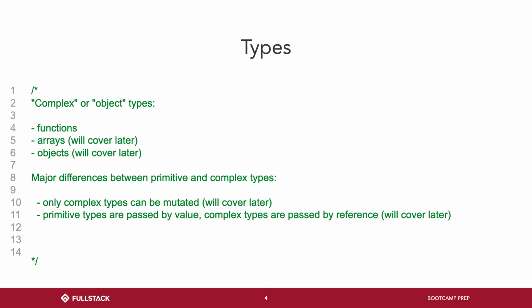You're going to be starting arrays, I think, with me on Wednesday. Arrays are cool, so don't worry about it. We'll explain this later, but there are major differences between primitive and complex types. Only complex types can be mutated, and we will talk about that later, okay? Primitive types are passed by value, and complex types are passed by reference. We will also cover this later, but this is just a little intro. If you feel really comfortable with what we're doing, maybe do your own research on what I really mean by the slide, okay?